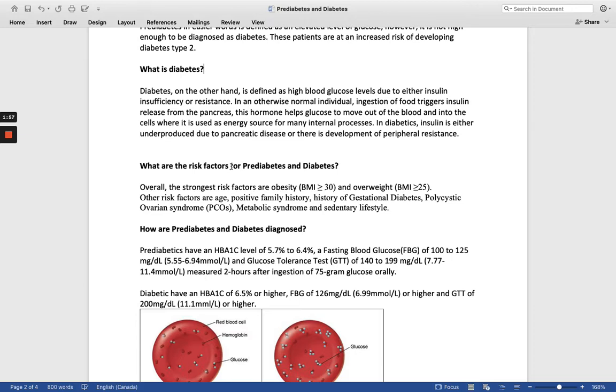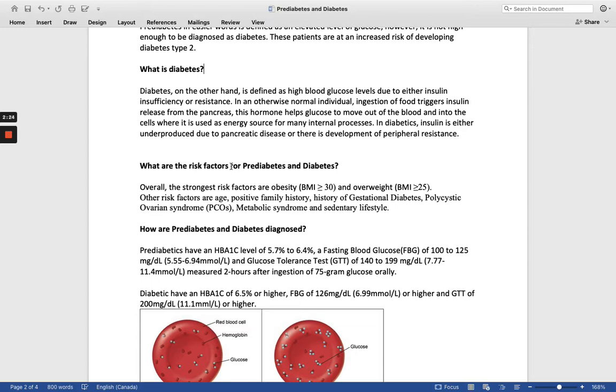obesity and overweight. Okay, so we hear a lot of times that people telling each other, oh, don't eat a lot of sugar because it is going to give you diabetes. However, the strongest risk factor for diabetes is obesity and overweight. Overweight is defined as a BMI of 25 or more. Obesity is defined as a BMI of 30 or more.